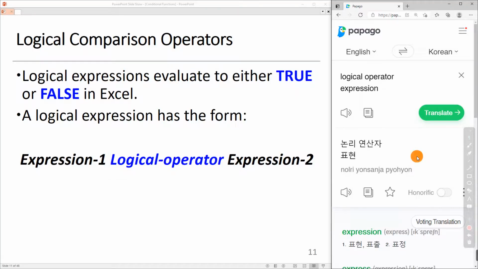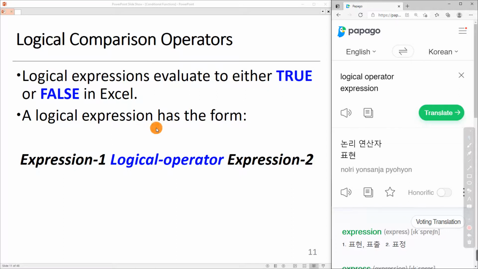So, dear students, just a short summary about logical comparison operators. They evaluate to either true or false, right? If you multiply the expression by 1, you can convert this to 0 and 1. So 0 is false, and 1 is true, right?